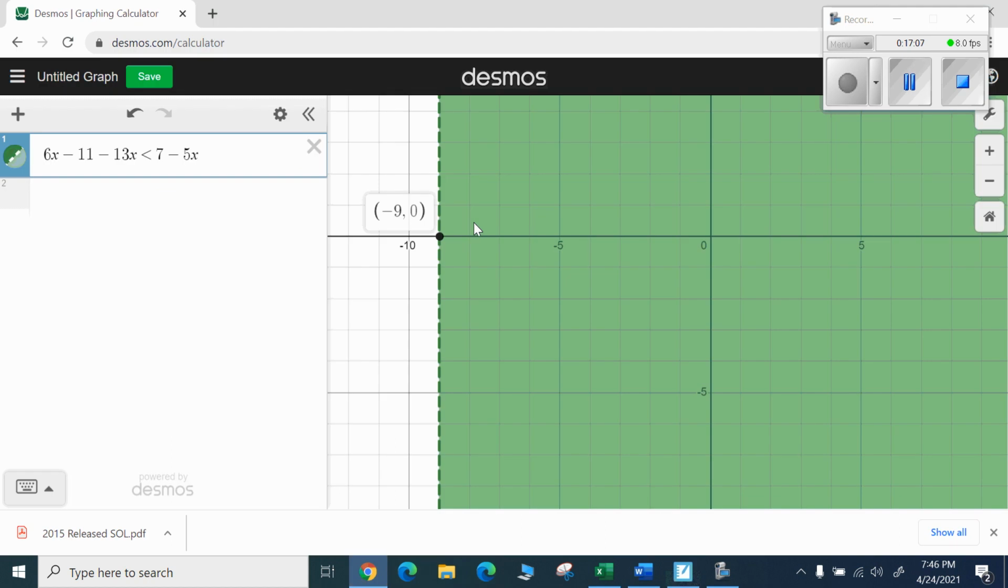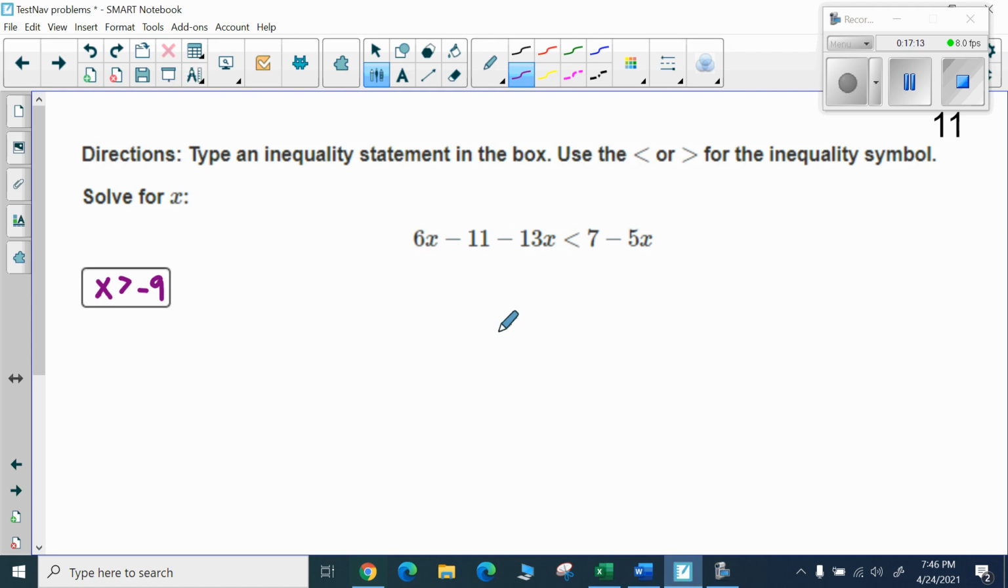By the way, for inequalities, you notice that when we type this in here, you see how the line is dotted instead of solid. So we're going to talk about this in class also. But if you have a greater than or less than, you're going to get a dotted line. If you have less than or equal to, greater than or equal to, you're going to have a solid line. We'll see that later on. But that's two ways that you can solve this problem.